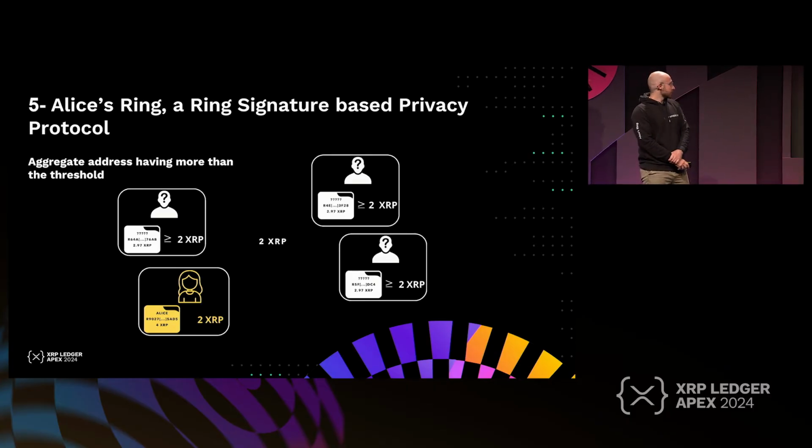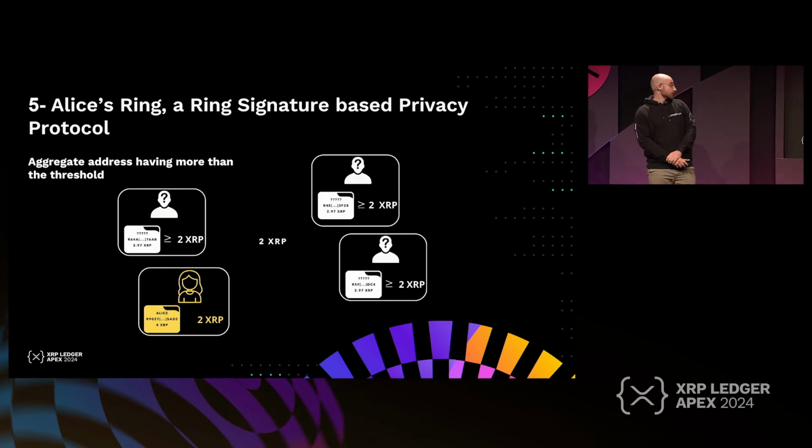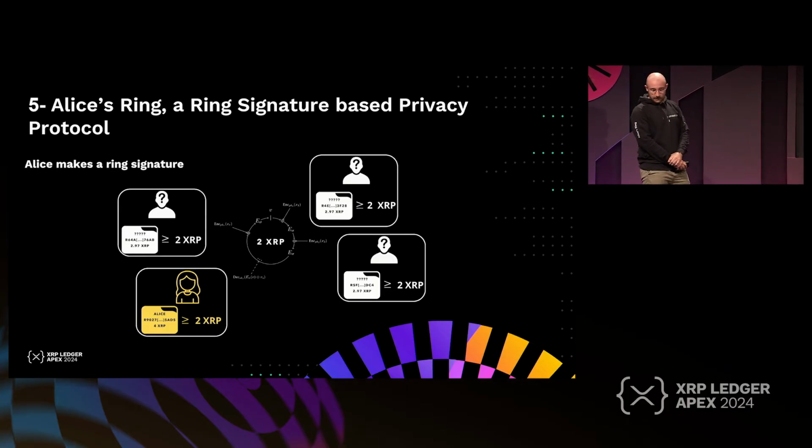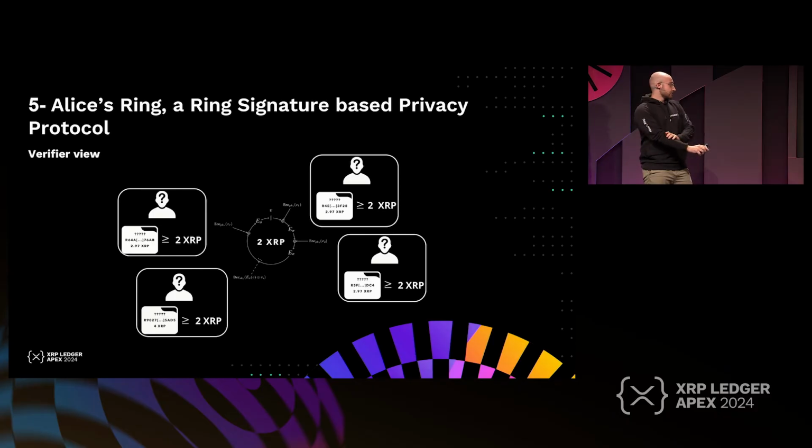Then she will use any public keys from any users, including hers, to build the ring signature. So the ring is created, the signature is now done. And as a verifier, maybe the bank, I can see that, okay, I have a group of people, and I can verify on-chain if any of them hold at least 2 XRP. Then I can do it very easily. Okay, the signature is valid. I know that Alice possesses at least 2 XRP.